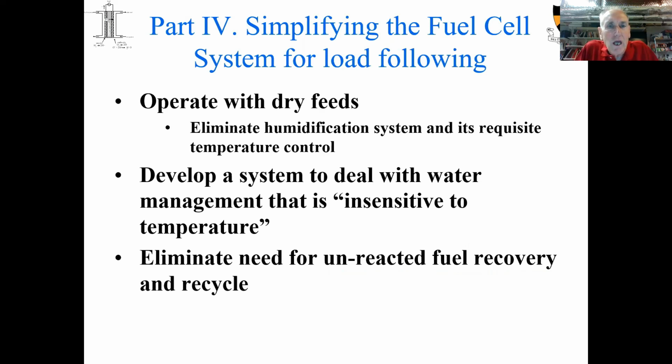What I want to tell you about is how we can improve the control of the fuel cell system to operate with dry feeds. If you think about the way we drive cars normally, we push on the gas pedal to provide more fuel to make the car go faster. But with a fuel cell, if you push more fuel into it, it doesn't matter, because it all depends on how much area you have for the reaction, not how fast you're feeding the fuel in.